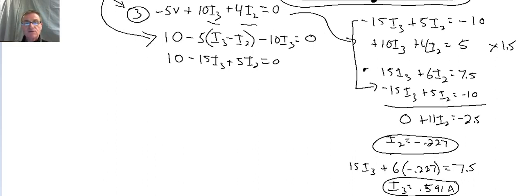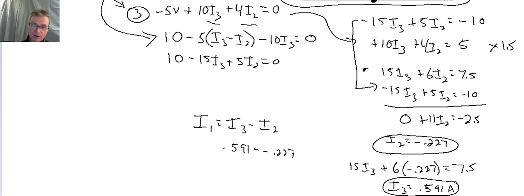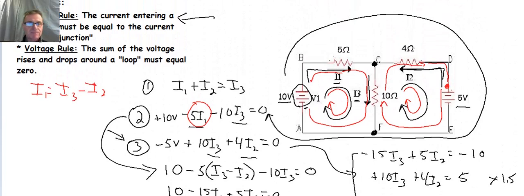So if we know I2 and I3, we can certainly get I1, because I1 is equal to I3 minus I2. And so we have I3, which is 0.591, minus 0.227, and I get a value for I1 of 0.818. And so we have now solved for the currents for our circuit up here.